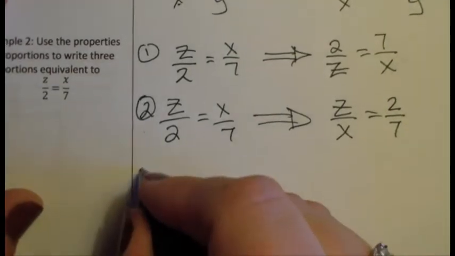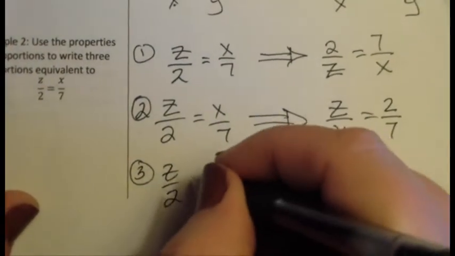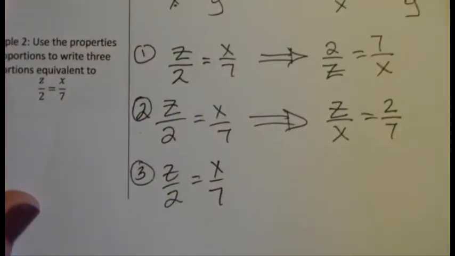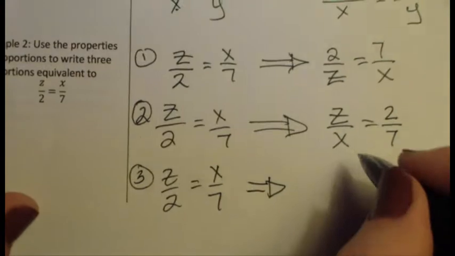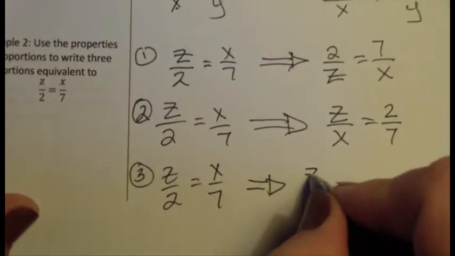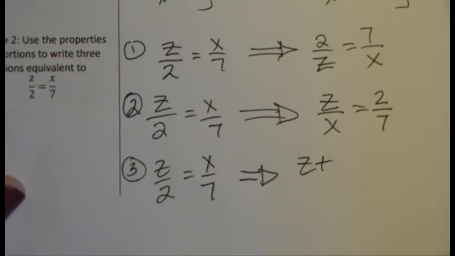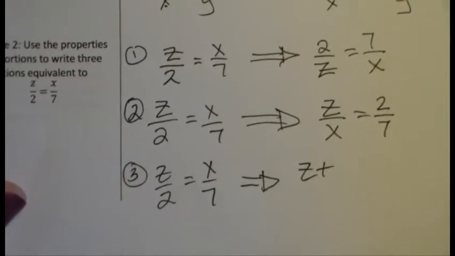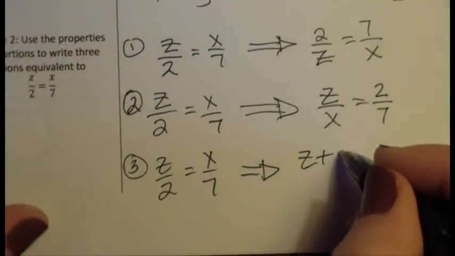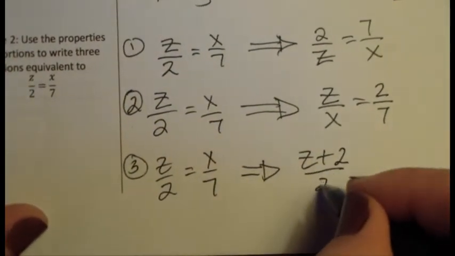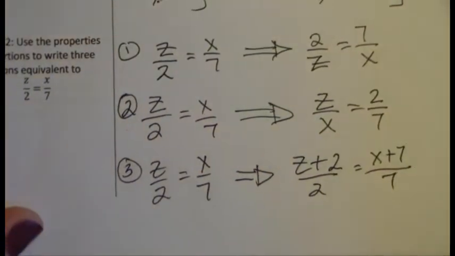And then using the third property, z over 2 equals x over 7 is our original. The equivalent expression is going to be z plus 2 over 2 equals x plus 7 over 7.